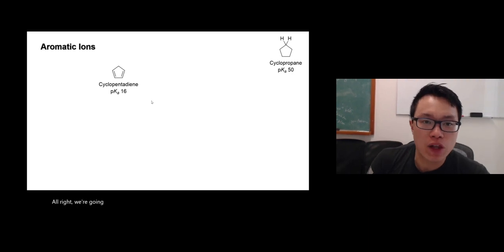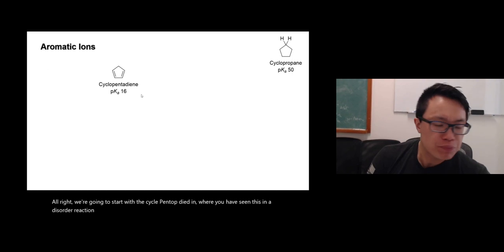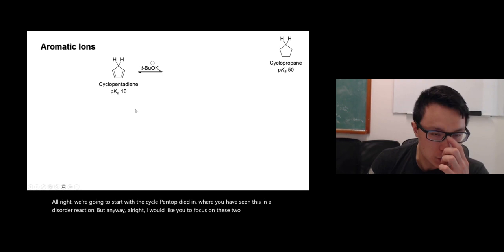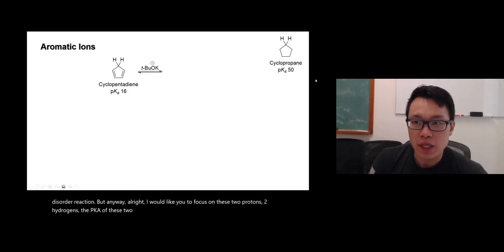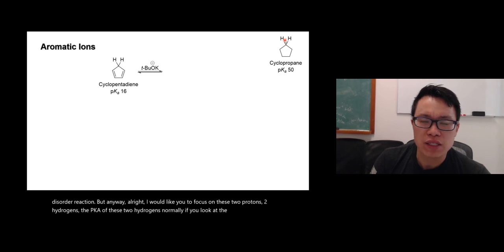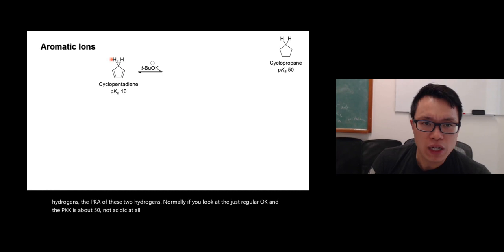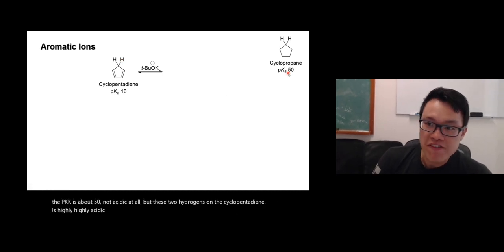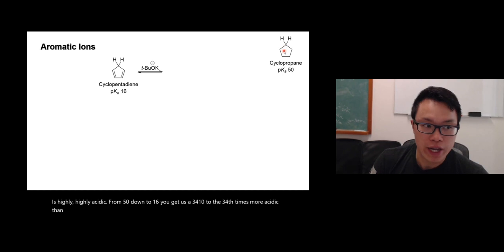All right, we're going to start with cyclopentadiene, which you have seen in a Diels-Alder reaction. But anyway, I would like you to focus on these two protons, two hydrogens. Normally, in a regular alkane, the pKa is about 50, not acidic at all. But these two hydrogens on a cyclopentadiene are highly, highly acidic, from 50 down to 16. That's 10 to the 34th times more acidic than a regular alkane.